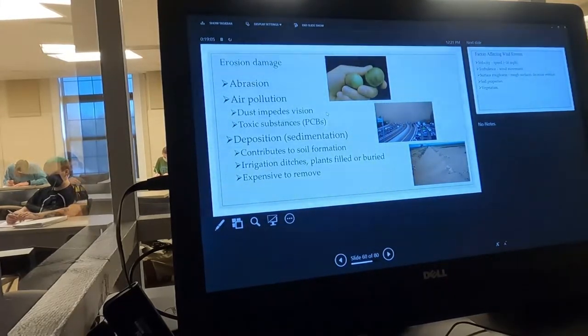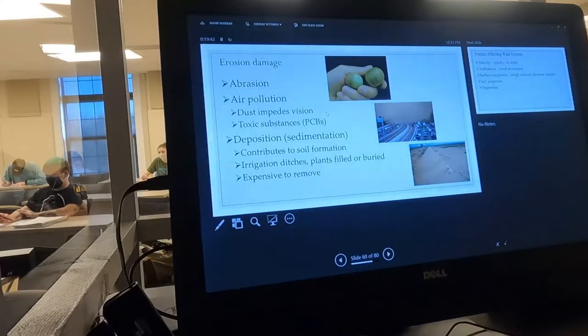Some of the damage that can happen from erosion is going to be abrasion of our crops or our plant material, and that tomato is probably not going to sell, or whatever fruit that is probably not going to sell very well at market. There's air pollution, which is going to carry some of those toxic substances that may be attached to the soil. That's going to impede our vision. I don't necessarily know that we have very much of that problem out here, but maybe in West Texas they would, where there aren't many trees and there's a lot of sand.